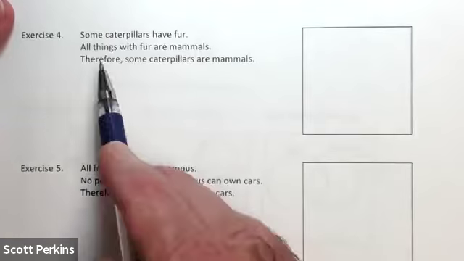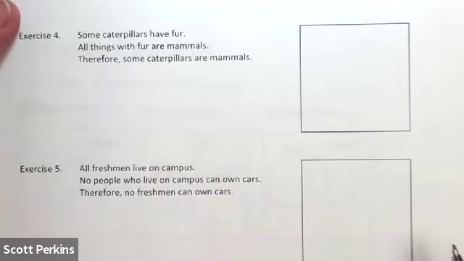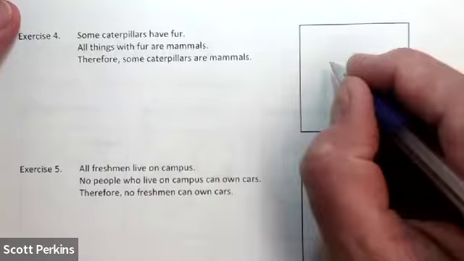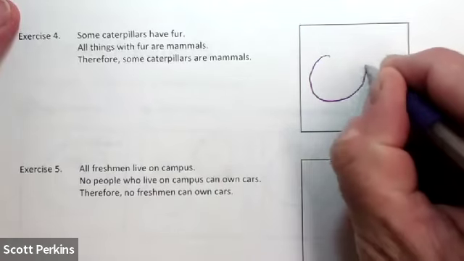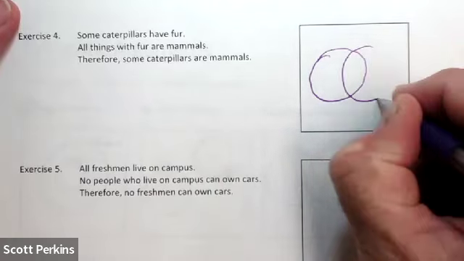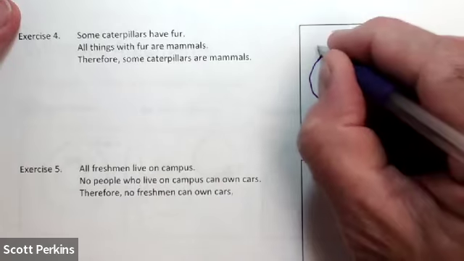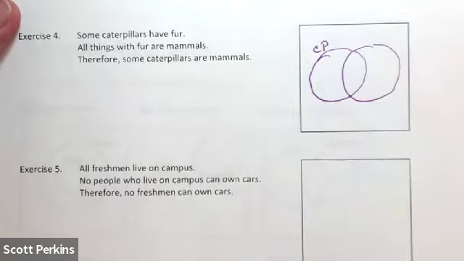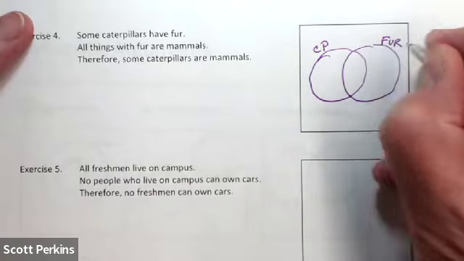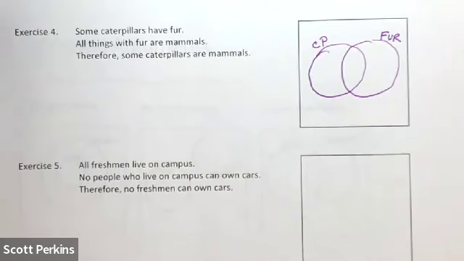All right, so the first statement is some caterpillars have fur, so it's a some statement. So some statements have two overlapping circles. So here is my first one. I'm going to call that caterpillar, so I'm going to abbreviate that CP for caterpillar. And then the other circle is things with fur. Okay, so far so good.